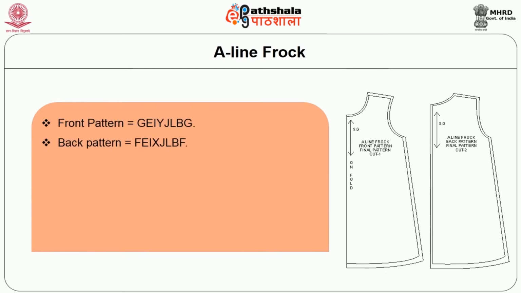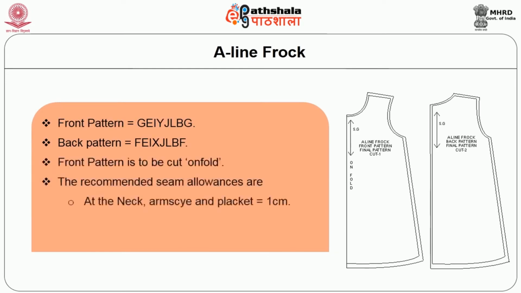Now we will prepare the final pattern for the A-line frock. Here we will have to separate the front and back patterns first. The front pattern is GEIYJLBG. Back pattern is FEIXJLBF. The front pattern has to be cut on fold. The recommended seam allowances are at the neck, armscye and placket it is 1 cm, shoulder and side seam 1.5 cm and hemline 2.5 cm.